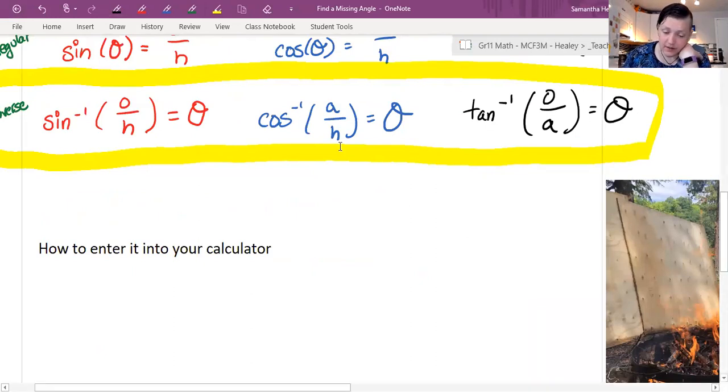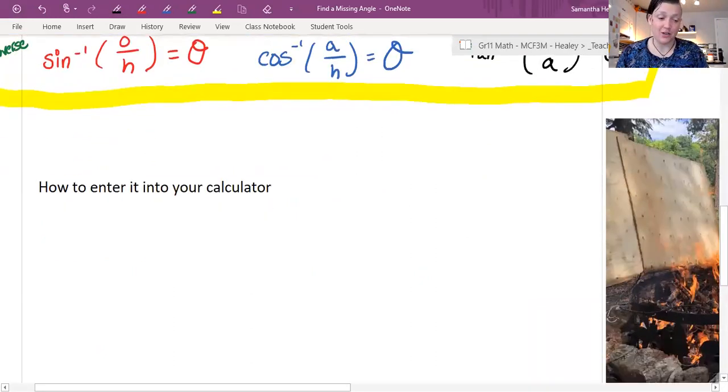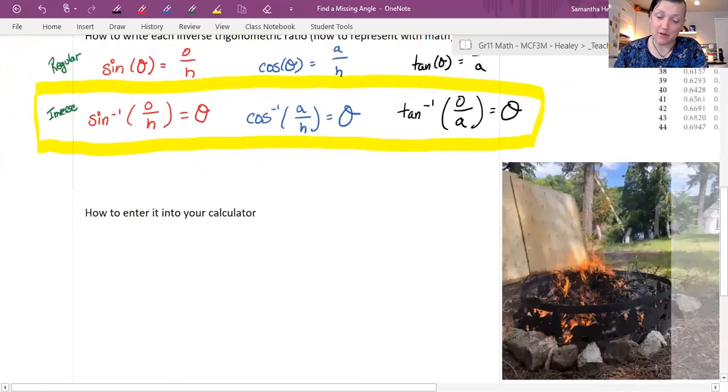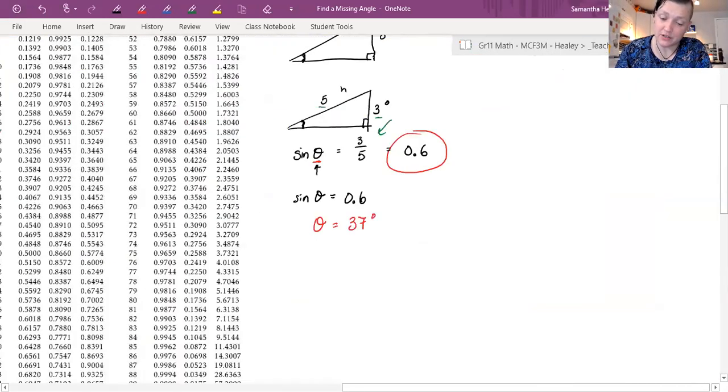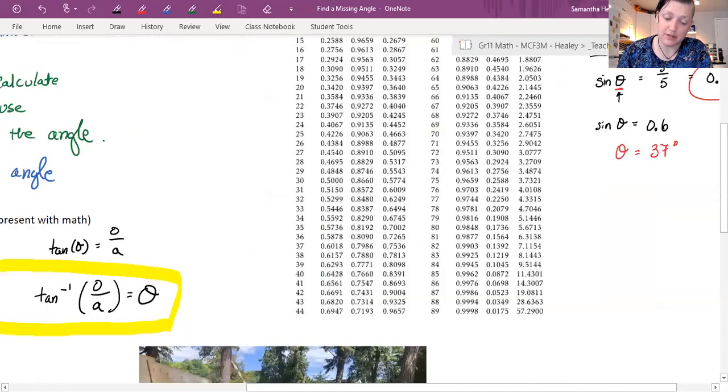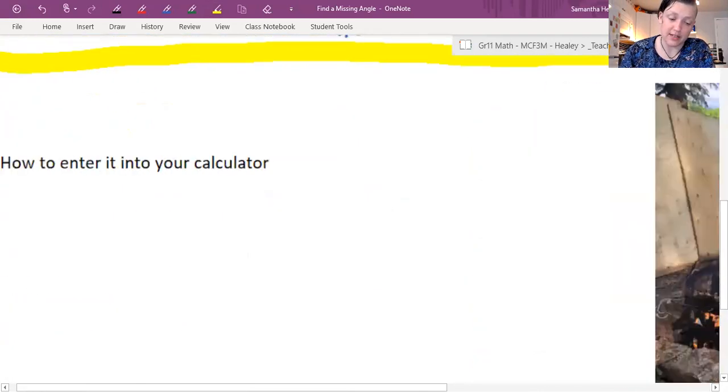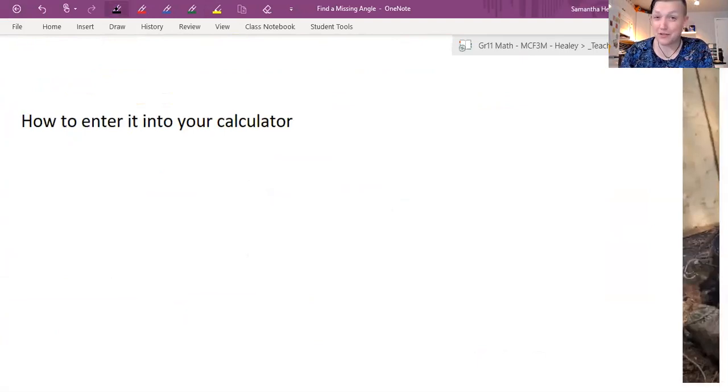So let's imagine a question here. So let's imagine that one we had before. If we had this triangle where the opposite side was 3 and the hypotenuse side was 5, and we were trying to find the angle. So that same one that I showed you, my mom would have done with the table where she looked it up, but we're going to just do it because our calculator has them all stored exactly to a lot more decimal places.